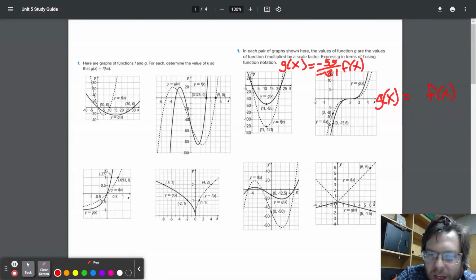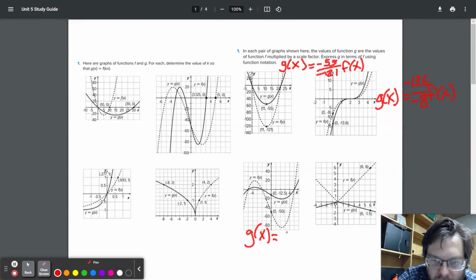The old f of x value is negative 8, so I'm going to divide by negative 8. And the new value that I want is negative 13.6, so I'm going to multiply by negative 13.6. Same sort of idea here. I want g of x to have a value of negative 12.5. My f of x has a value of negative 50.